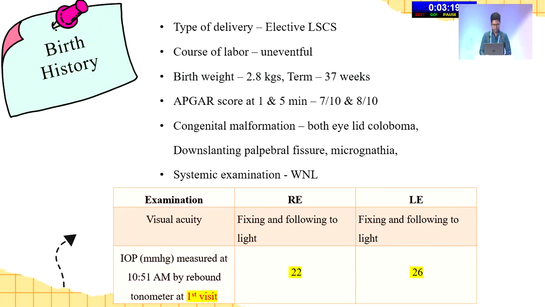The pedigree chart of 3 generations confirmed the sporadic nature, and systemic examination was within normal limits except for the features of Treacher-Collins syndrome, that is lid coloboma, downward slanting of palpebral fissure, and micrognathia. The baby was able to fix and follow light, and the intraocular pressure in the right eye was 22 mm of mercury, and in the left eye it was 26 mm of mercury, measured using a rebound tonometer.